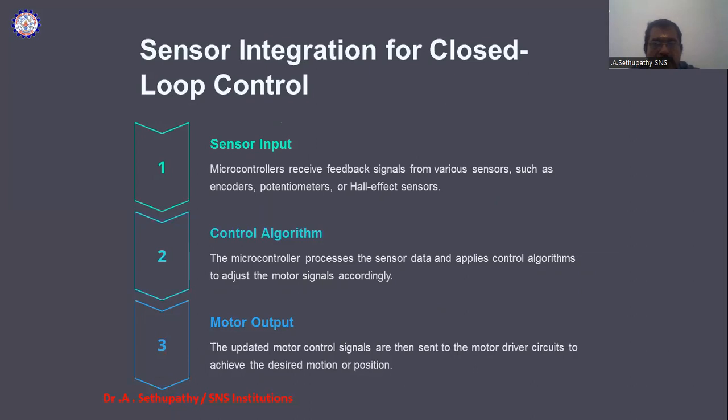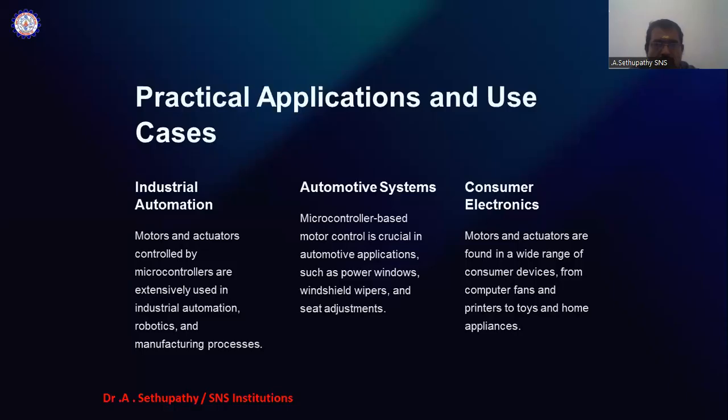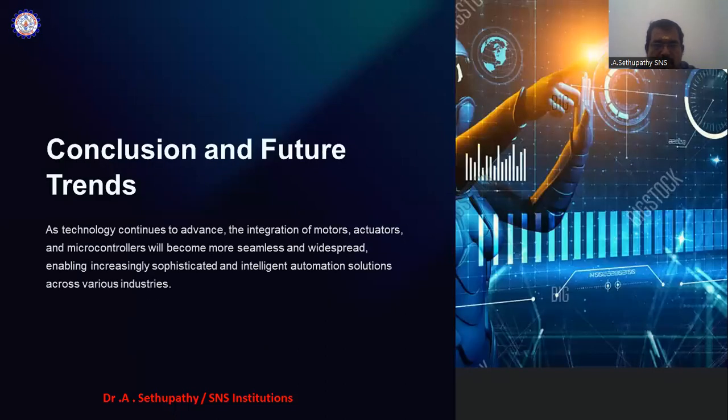Then sensor integration for closed loop control. Sensor input, the control algorithm, and motor output. These three steps are followed in sensor integration for closed loop control. Then practical applications: industrial automation, automotive systems, and consumer electronic systems. So these are all the systems used by controlling the motors and actuators with microcontrollers.